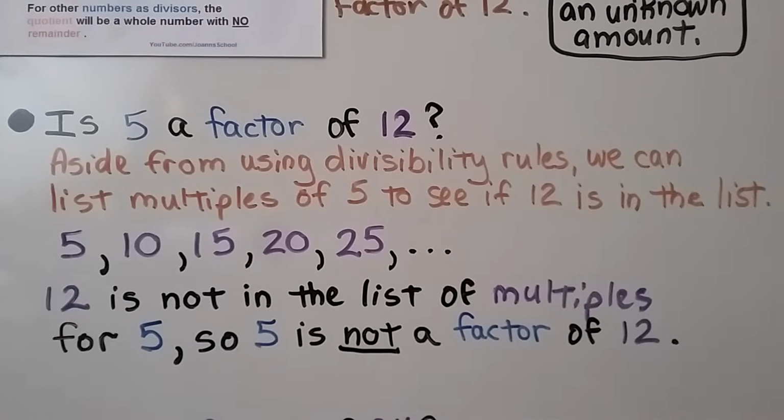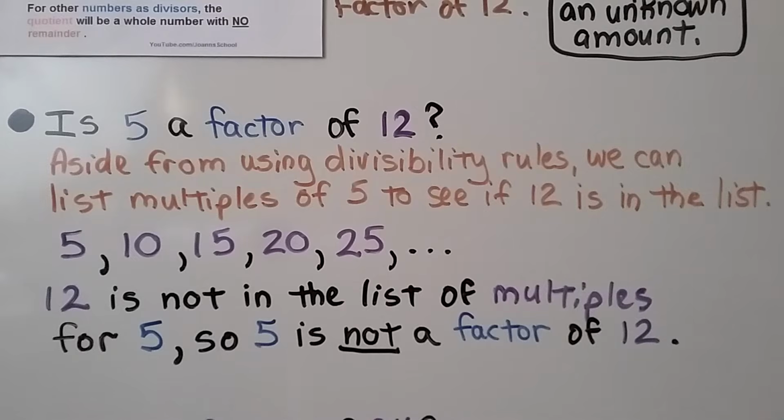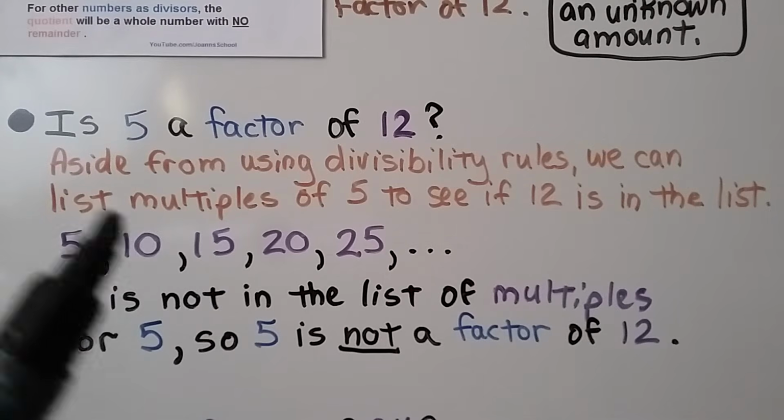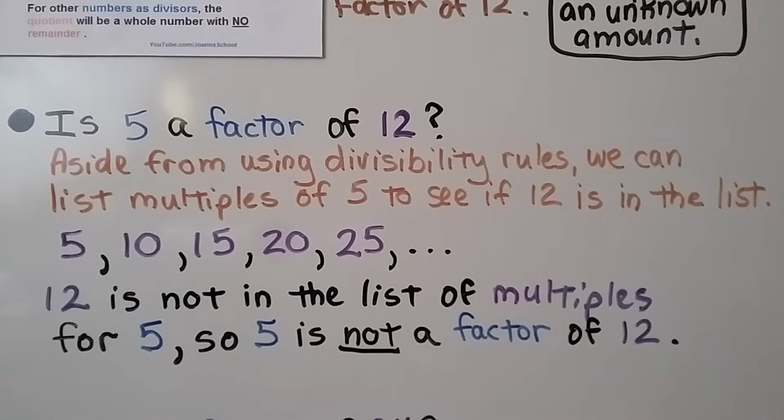So we just saw the question, is 5 a factor of 12? Aside from using divisibility rules, like seeing if the 12 ends with a 0 or 5, we can use a list of multiples of 5 to see if 12 is in the list. We write the multiples of 5: 5, 10, 15, 20, 25, and so on. 12 is not in the list. It's not in the list of multiples for 5, so 5 is not a factor of 12. So we can use divisibility rules, and we can make a list of multiples to see if 12 is in the list.